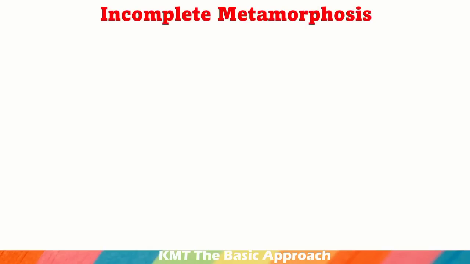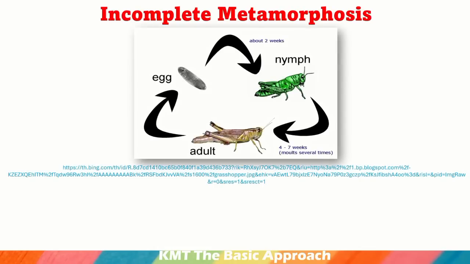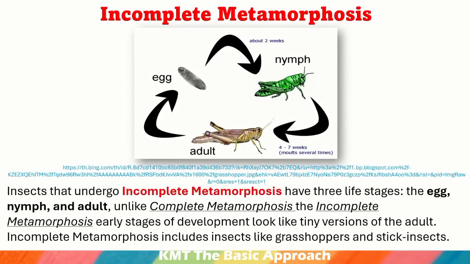Incomplete metamorphosis. Insects that undergo incomplete metamorphosis have 3 life stages: the egg, nymph, and adult. Unlike complete metamorphosis, in incomplete metamorphosis the early stages of development look like tiny versions of the adult. Incomplete metamorphosis includes insects like grasshoppers and stick insects.